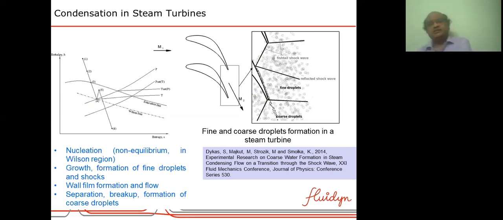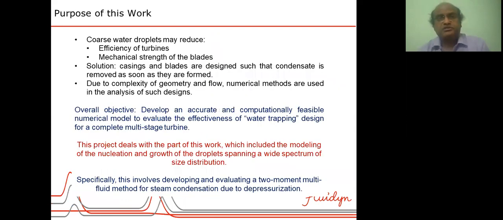So in general, these droplets, or water formation, or condensation of steam inside the turbine cause a lot of problems, like affecting the efficiency of the turbine or even its mechanical strength. It may weaken the blades. So the objective of this model is to check the design, where normally certain passages called water trapping regions are designed to capture this condensed water and to remove it from the system.